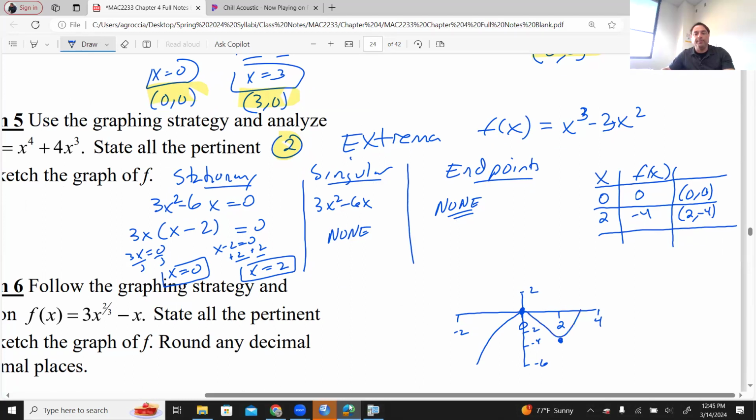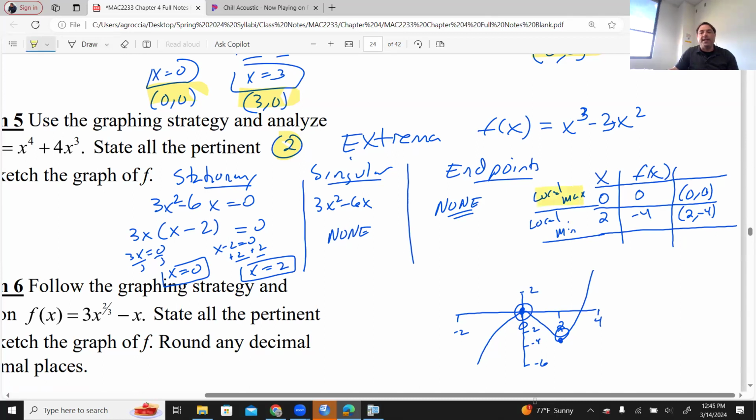And it goes up again. Now that I have the graph, what do we have at 0, 0? We have a local max. What do we have at 2, -4? A local min. Okay, so far, notice that I'm highlighting on purpose.